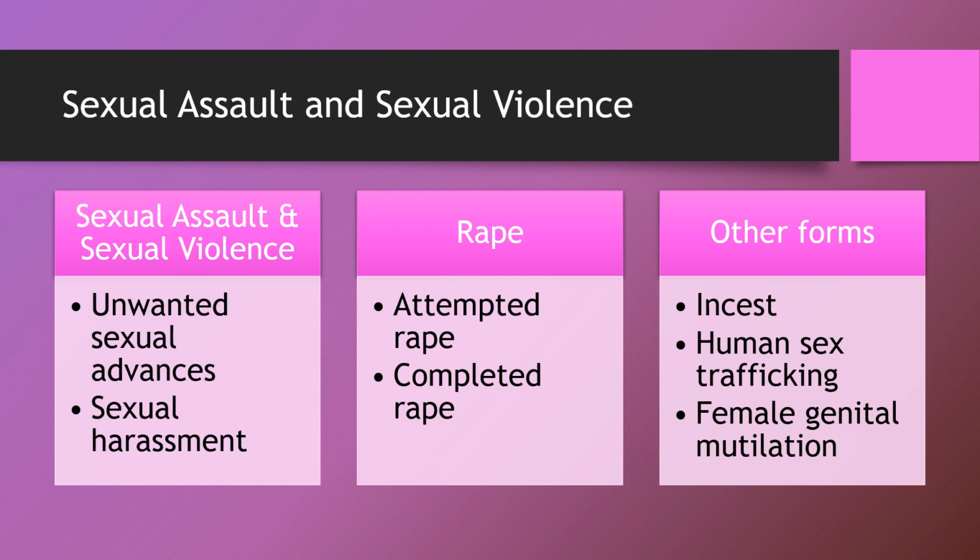So when we think about sexual assault and sexual violence, these are broad terms that encompass unwanted sexual advances and sexual harassment to rape. Sexual assault can include combinations of females, males, adults, and children. Vulnerable populations such as disabled and older adults are often targeted. Rape is a sexual violence.